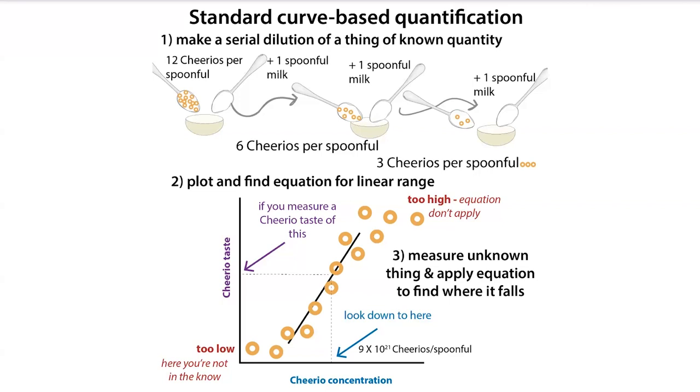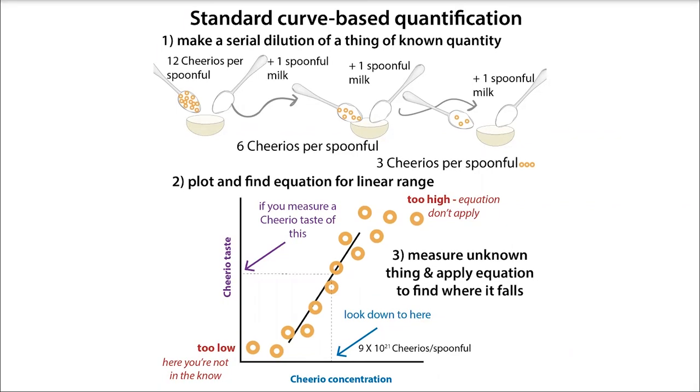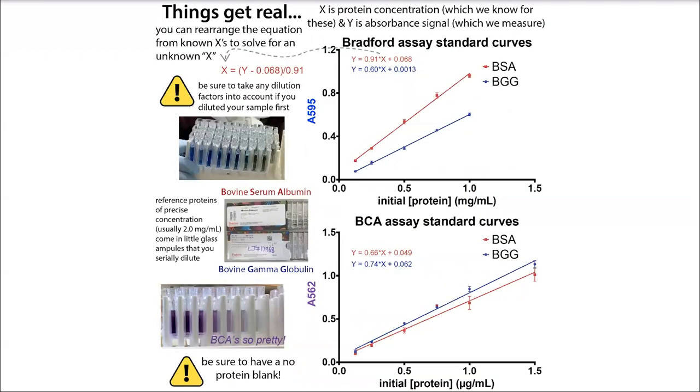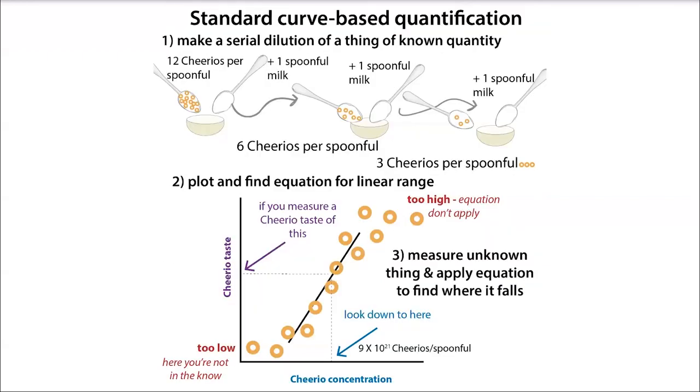samples of known concentration. You probably know that the more Cheerios there are in your spoonful, the oatier it's going to taste. And you might know that the more protein there is in your sample, the bluer that Bradford's going to turn or the purpler that BCA assay is going to be. So we can use these sort of proxies, taste or color, to tell us about how much of a thing is in a sample, so the concentration.